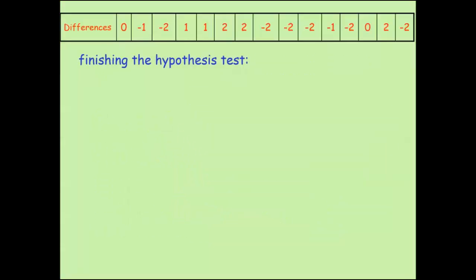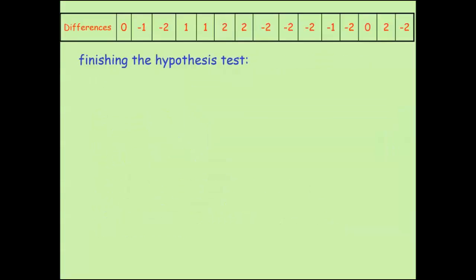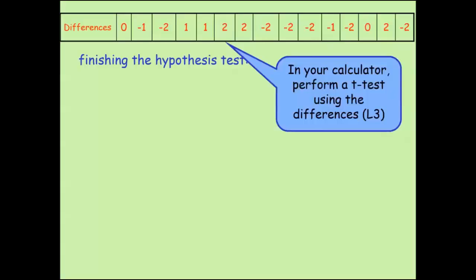Let me back up. Had we gone the other direction, had we done afternoon minus morning, then I would expect the afternoon to be larger, so I would have had more positive numbers than negative when I subtracted. So we just would have switched it to be greater than 0 instead of less than 0. From here, we're going to do a one sample t-test based on the statistics from that difference column.